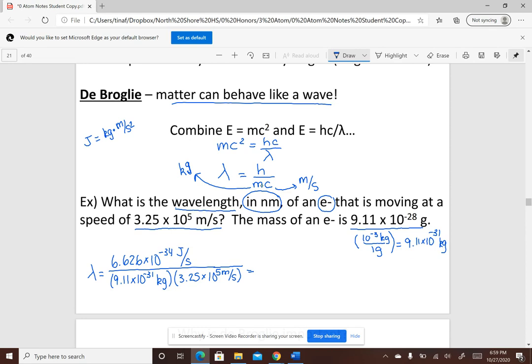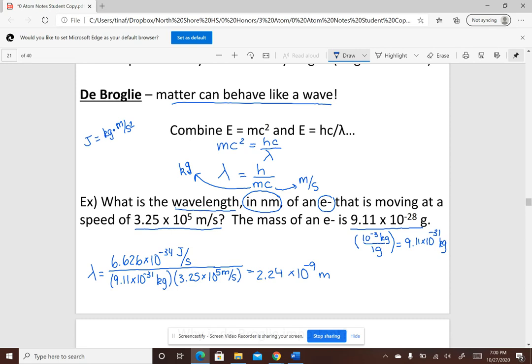And now that you're back, we should have gotten 2.24 times 10 to the negative 9. Now, guys, if you look at the units for speed, I have meters per second. So what unit in that set of units is for length? Meters. So whenever you're solving for wavelength, you're going to get an answer in meters.